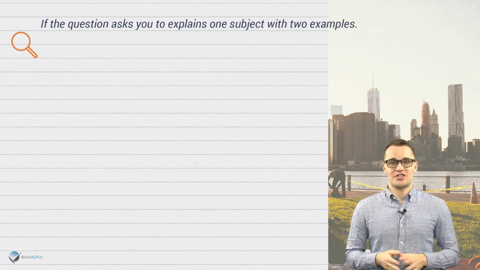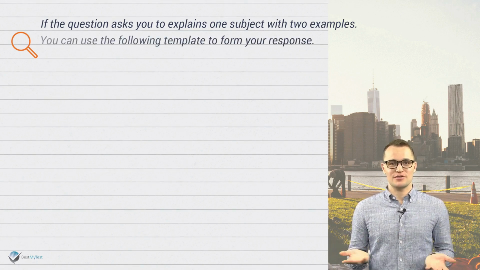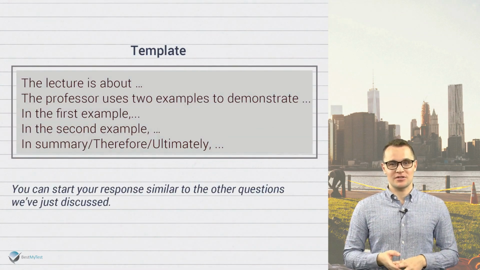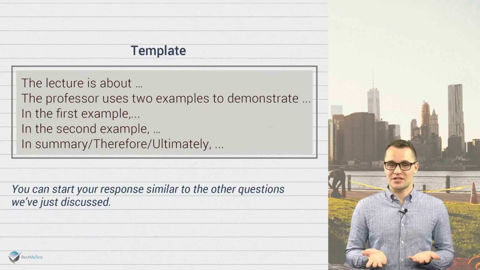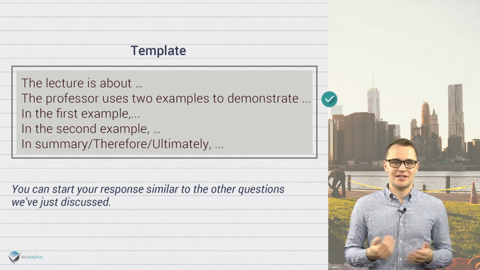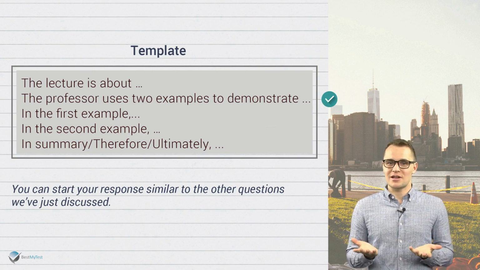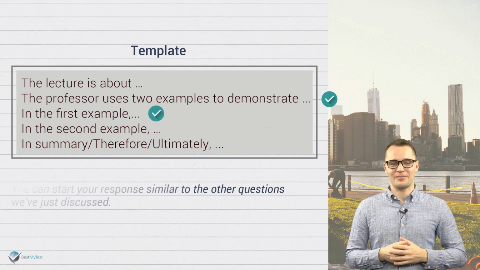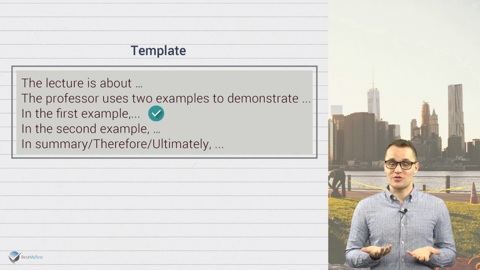So, if the question asks you to explain one subject with 2 examples, you can use the following template to form your response. You can start your response similar to the other questions we've just discussed. So you can say, the lecture is about, and a sentence like the professor uses 2 examples to demonstrate in the beginning. Then you can go over to the 2 examples.